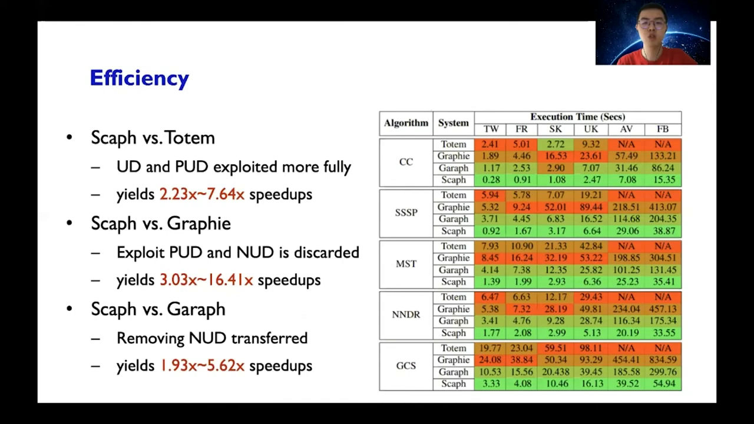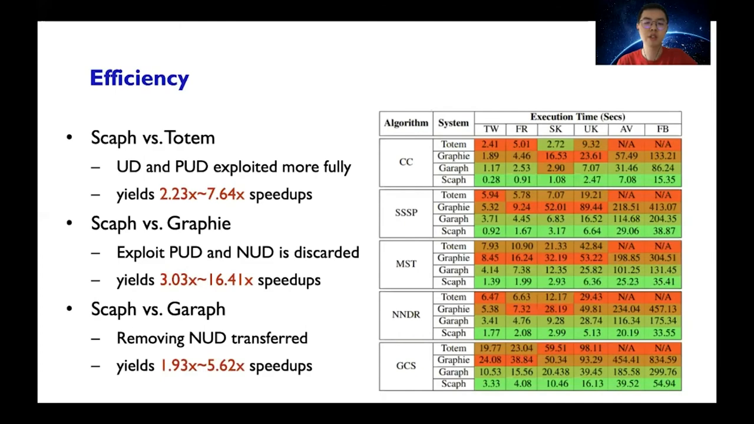Totem's performance bottleneck lies in the load imbalance, as it partitions each graph into two subgraphs, one for the host and one for the GPU. As a result, Totem cannot tap the GPU's processing power to exploit adequately the UD and PUD in a graph, while Scaph does. Second, Scaph is faster than Graphie, with its speedup ranging from 3.03 times to 16.41 times.